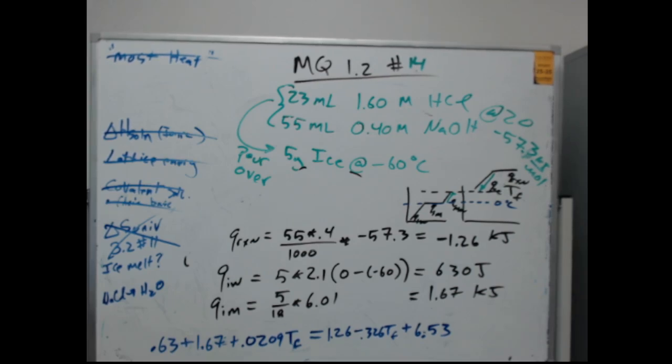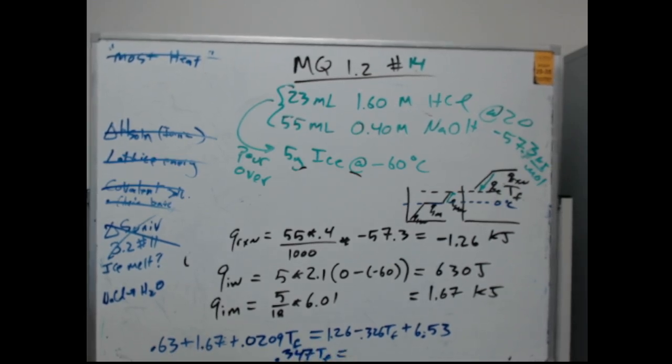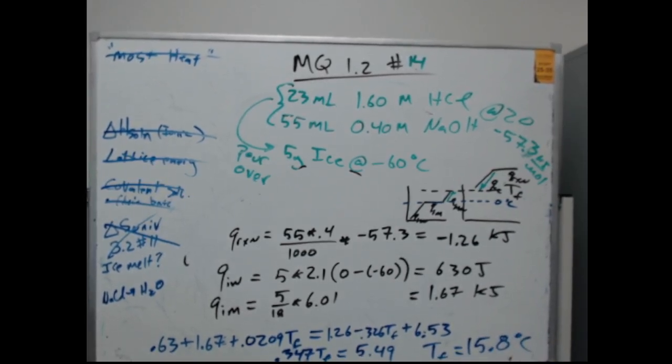I'm going to get, I don't know if this is even visible on the screen here, 0.347 t final is equal to 1.26 plus 6.53 minus 0.63 minus 1.67 is equal to 5.49. Do a little division, divide by 0.347. 15.8 degrees Celsius.